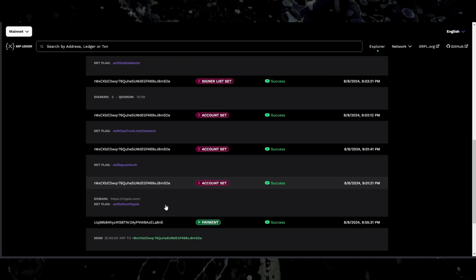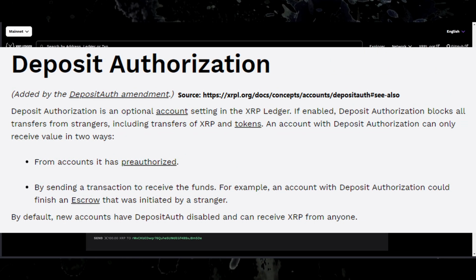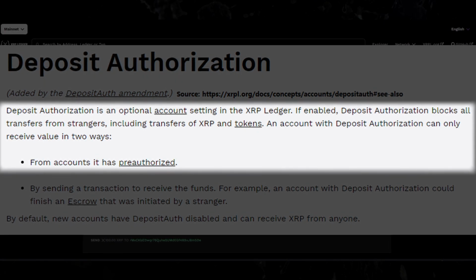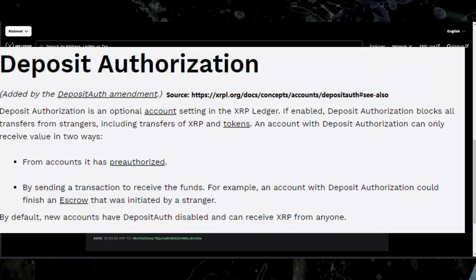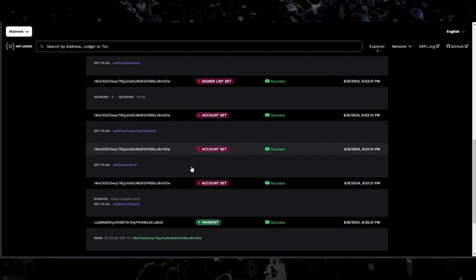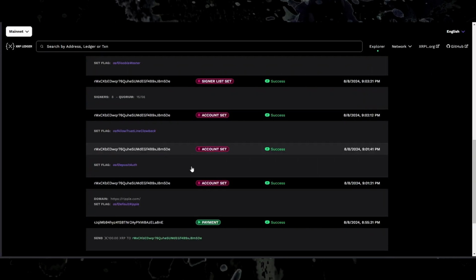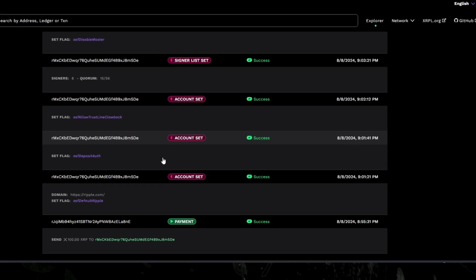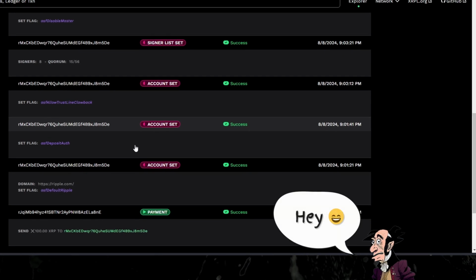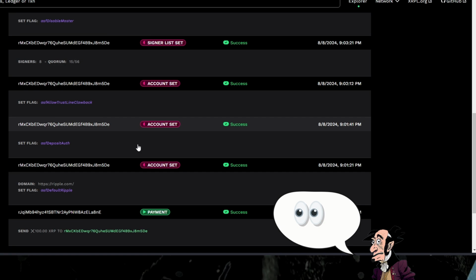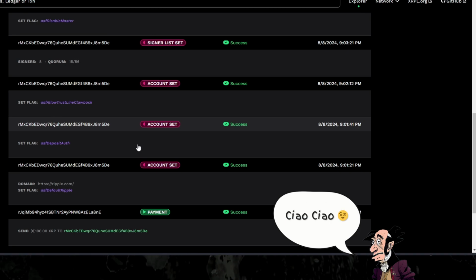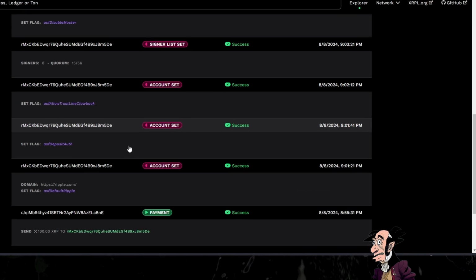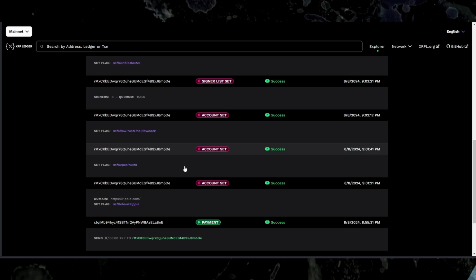Then we have deposit authorization, which is a setting used to only allow pre-authorized accounts to send Ripple USD back to the issuing account by Ripple. I assume this is to control who is allowed to redeem Ripple USD tokens later against fiat that Ripple holds in its reserves. So as an example, assuming I hold Ripple USD tokens right now, then the only way for me to send these tokens back to Ripple is by becoming a pre-authorized account first. The authorization would be done by Ripple, of course.